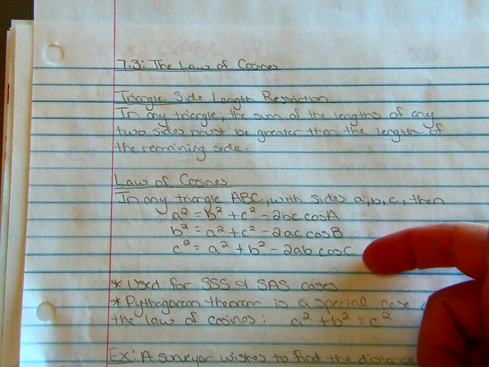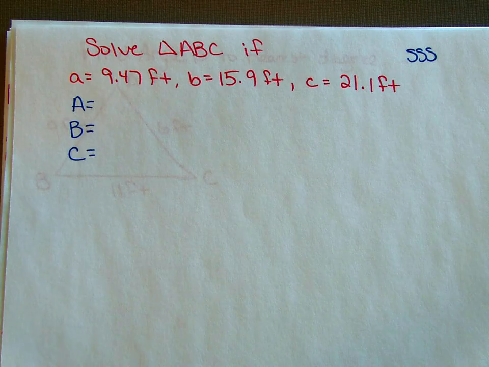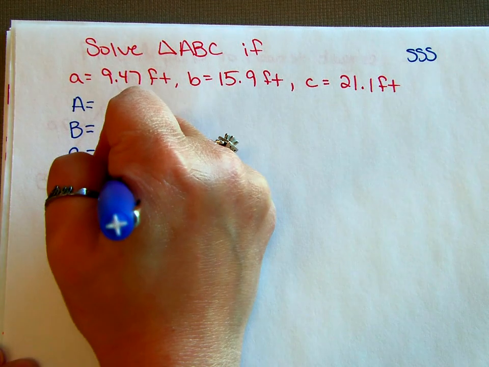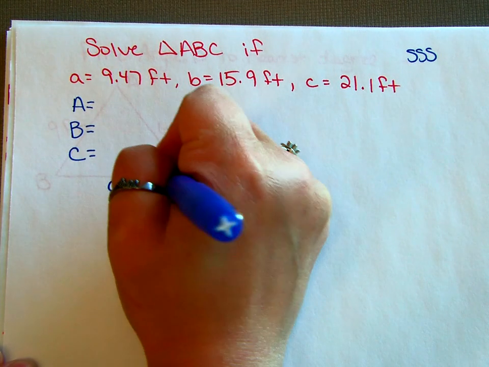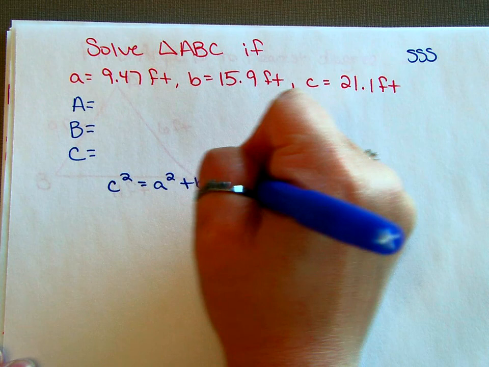The notes in the book started by finding angle C first. Why? I have no idea. But that's what I'm going to do because I have all the calculations for that. But no, you could find angle A or B first and it wouldn't change the process at all. So I'm going to start by finding angle C. That means I'm going to use C squared equals A squared plus B squared minus 2AB cosine C.